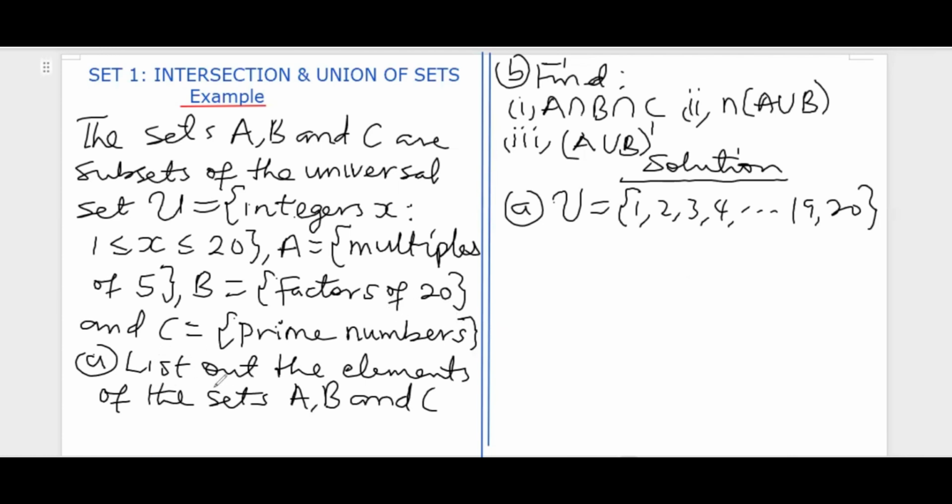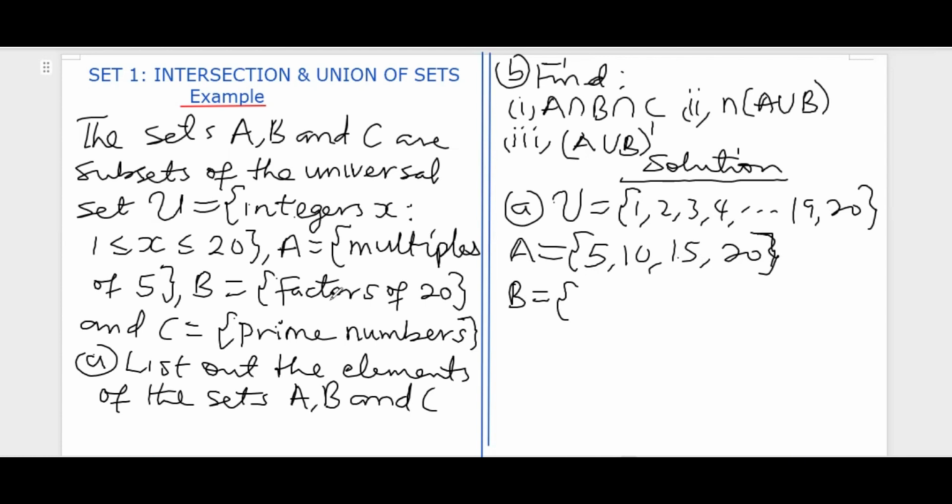So the other elements, like A. The elements of the set A, since we are given that A is multiples of 5. Multiples of 5 include those numbers that are divisible by 5, and the list of them is 5, 10, 15, 20. You cannot list beyond the universal set. Since A, B, and C are subsets of this universal set, all the elements must be limited to the elements in the universal set.